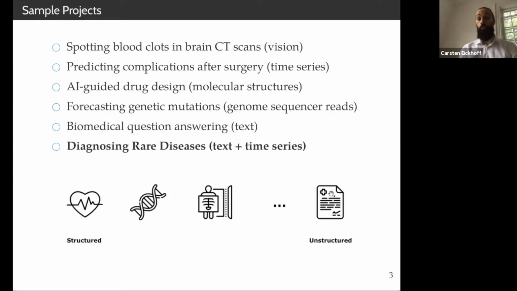Okay, so that's a bit of context. If you think about this scale, all of these projects live somewhere on it. And what we're talking about today is going to be drawing from this end and this end. So sometimes there is structured data and some textual data. Okay, good.